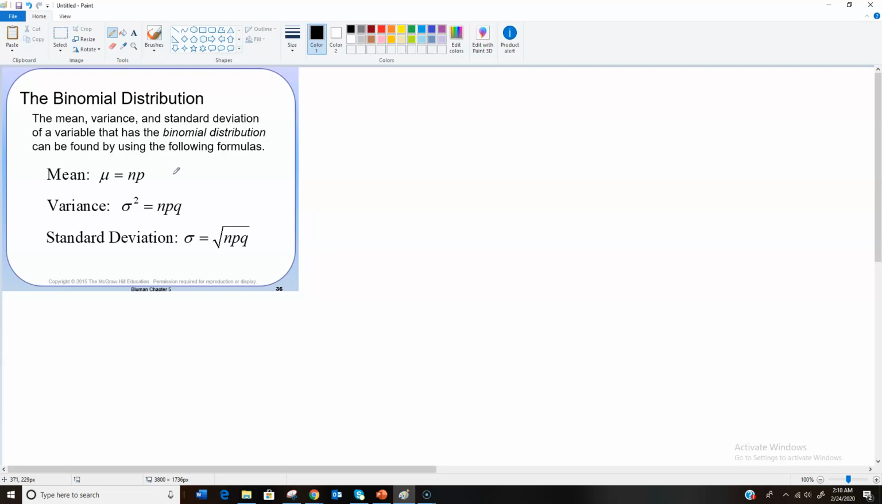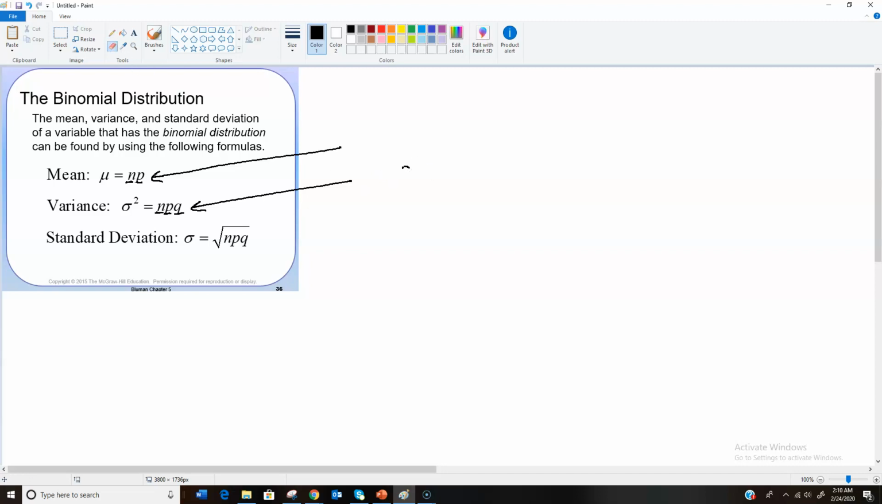The formulas are actually very simplistic. In order to get the mean, all you're going to do is take the number of trials times the probability of a success, and that will get you your mean. Then to get the variance, you're just going to add one thing. You're going to take the number of trials times the probability of success times the probability of failure. That's going to get you your variance. And just as always, once you have the variance, all you have to do is take the square root to get the standard deviation.